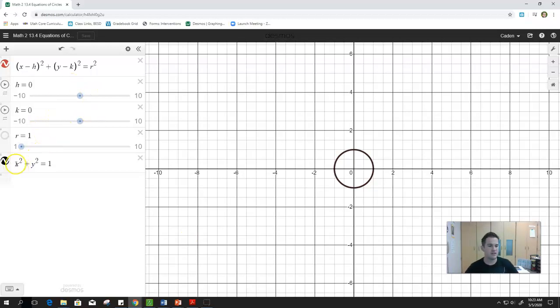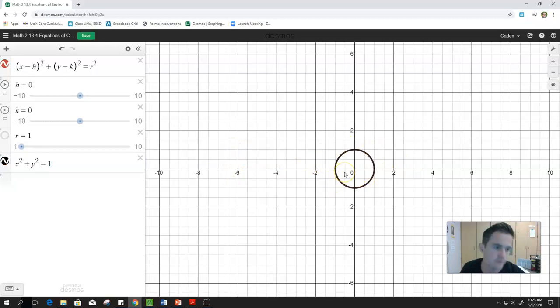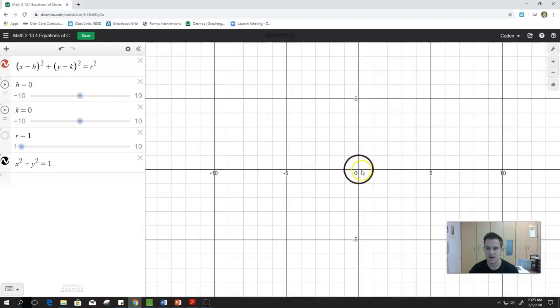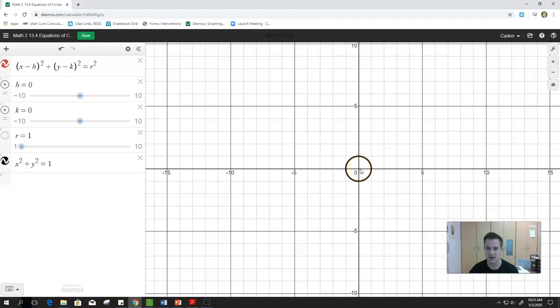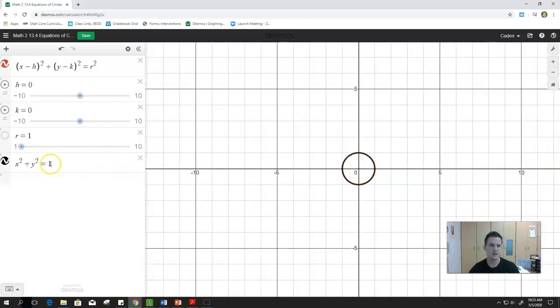But right here I have the equation x squared plus y squared equals 1. And that's this circle. I'm not adding or subtracting anything to x, so the x-coordinate of the center is 0. I'm not adding or subtracting anything to y, so the y-coordinate of the center of the circle is 0. So right here at (0, 0) is the center of my circle. And on the right side of the equal sign here I have 1. The square root of 1 to give me the radius is 1. So my radius in all directions here is 1.